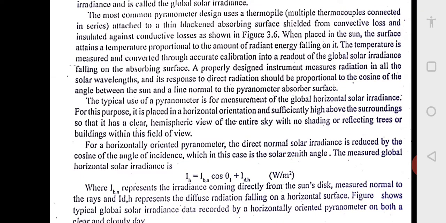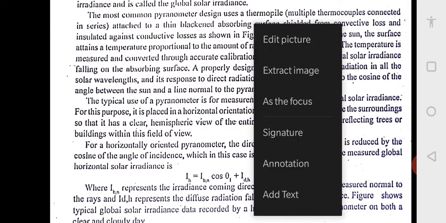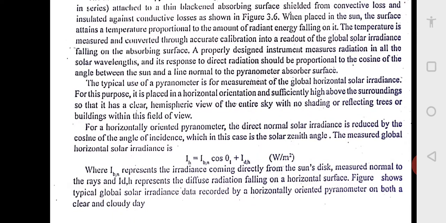When placed in the sun, the surface attains a temperature proportional to the amount of radiant energy falling on it. The temperature is measured and converted through accurate calibration into a readout of the global solar irradiance falling on the absorbing surface. A properly designed instrument measures radiation in all the solar wavelengths, and its response to direct radiation should be proportional to the cosine of the angle between the sun and the line normal to the pyranometer absorber surface.